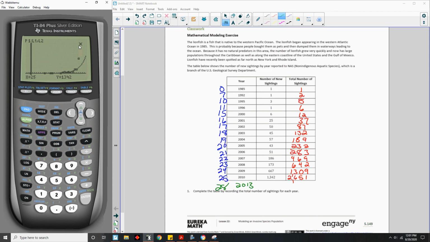Okay, that is 1,342. That's when x is 25. When x is 28, it should be more. So I'm trying to figure out what's going on here. Let me do something here. Let me clear this, and let me clear this, and redo the calculation. So I'm going to calculate exponential regression from L1 and L2. And there it is.